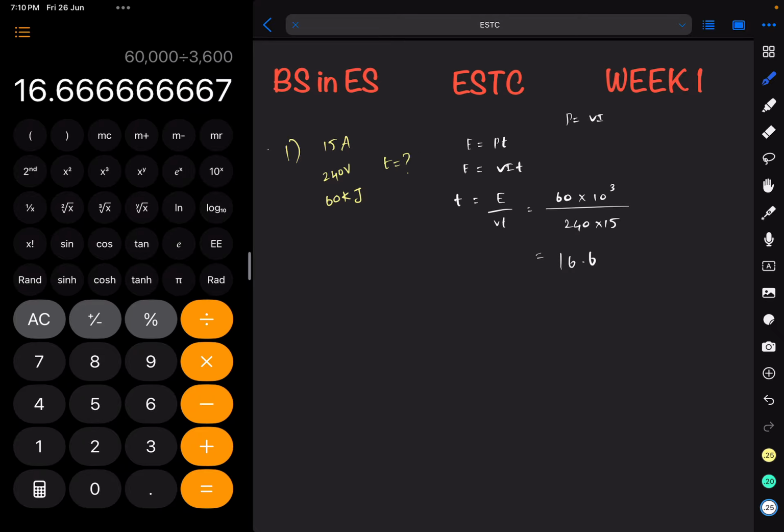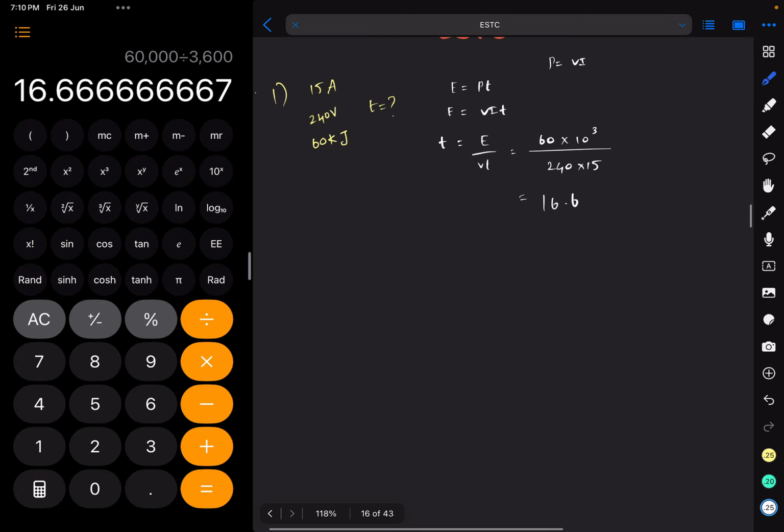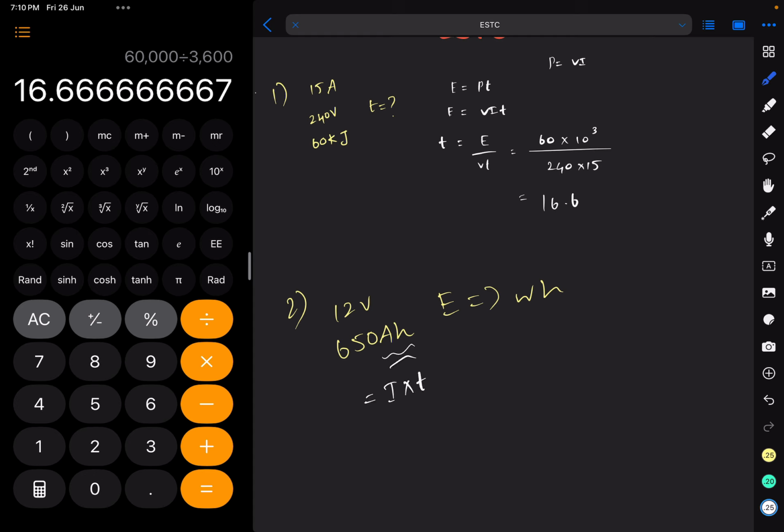Okay, next question. Bro, easy questions they are asking for practice assignments. Okay, 12 volt car battery rated as 650 ampere hour. We need to find the energy in watt hour. I already told you ampere hour is nothing but I into T, which means it is charge. So ampere hour is nothing but charge. They're asking us energy. We know energy is equal to QV.